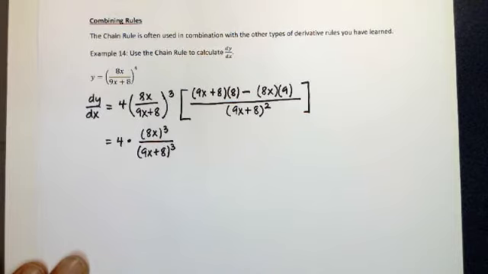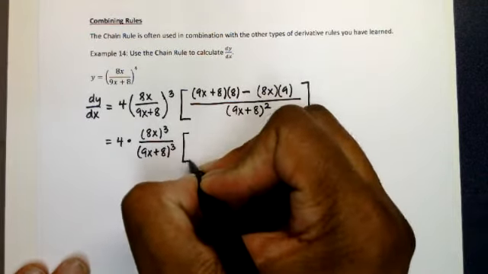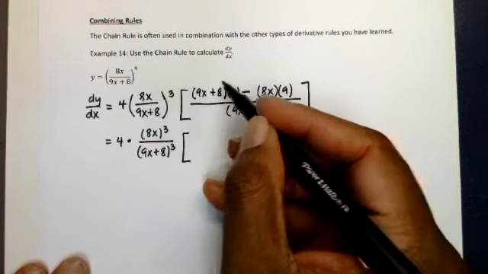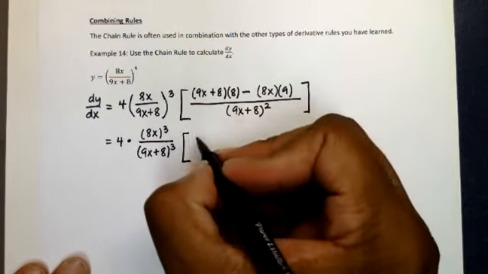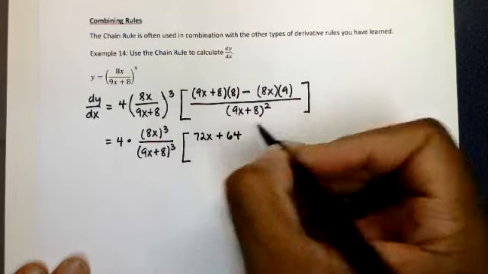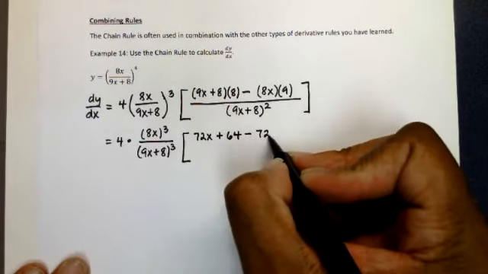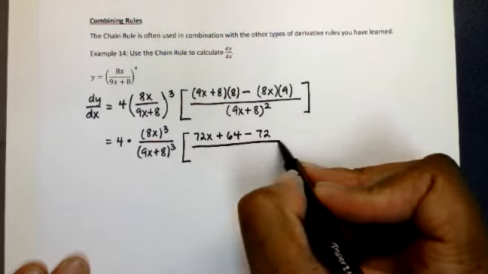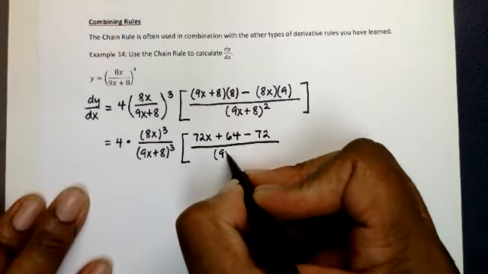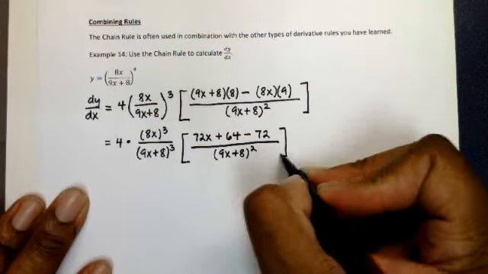Because you have a quotient raised to a power, you can raise the numerator to that power and the denominator to that power. Now, inside this bracket, I'm going to distribute the 8 over the 9x plus 8. That will be 72x plus 64. And then minus 8x times 9 would be 72. All that's divided by 9x plus 8 quantity squared. I'm not going to simplify that out.